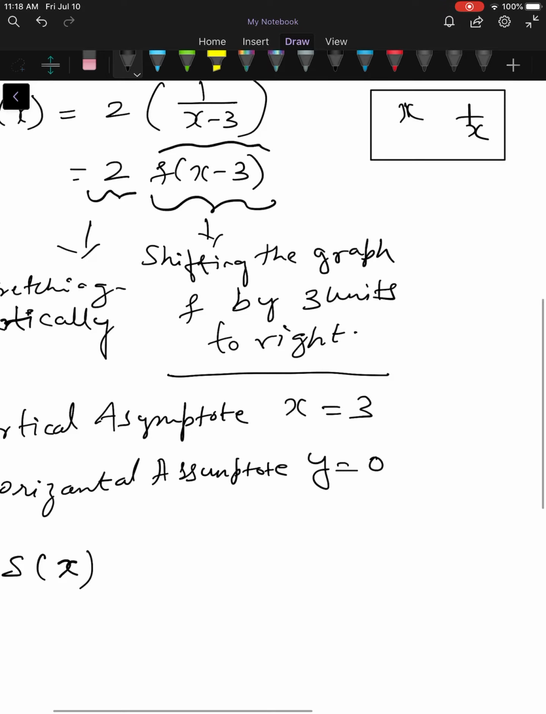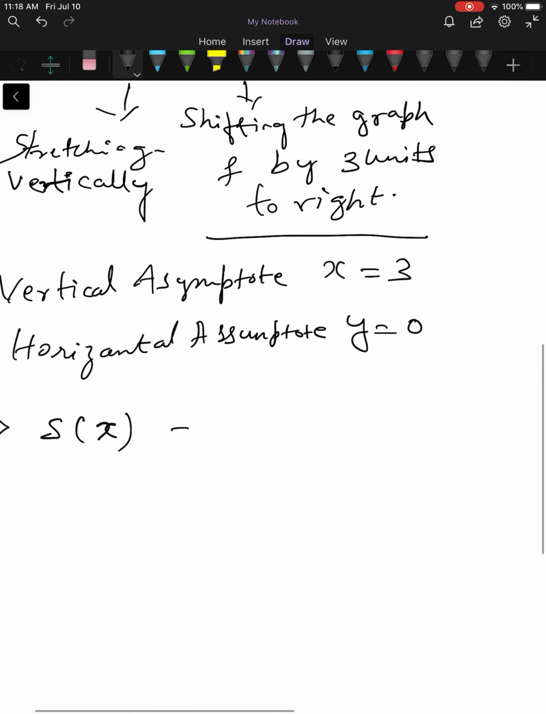Okay, so there is this example which says that s of x is equal to (3x plus 5) divided by (x plus 2).